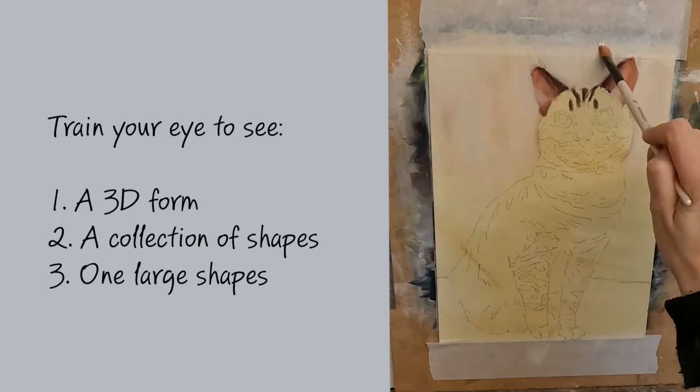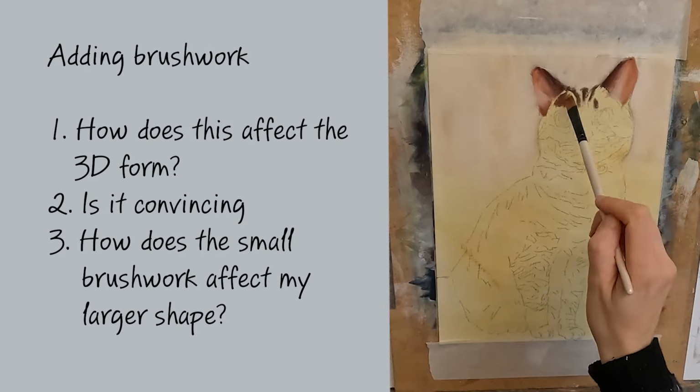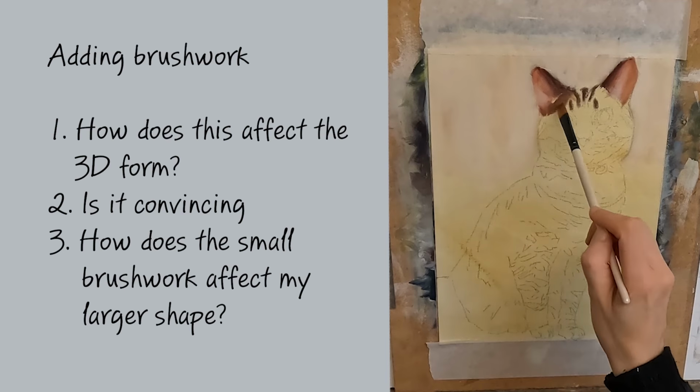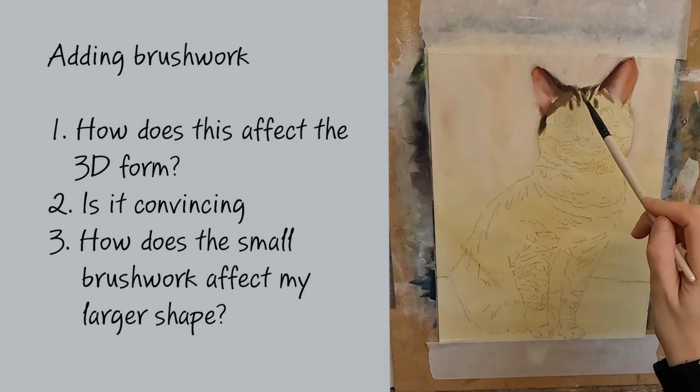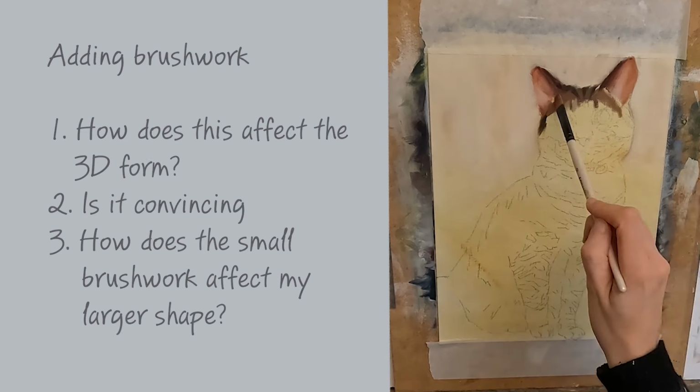Every time you add a brush stroke, ask yourself, how does this affect the 3D aspect of my cat? Is it convincing? How does it affect the overall larger shape? Asking yourself these questions will help you train your eye to see these 3 things.